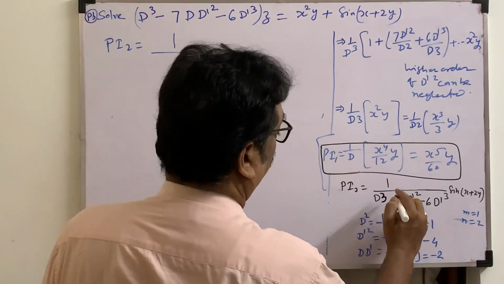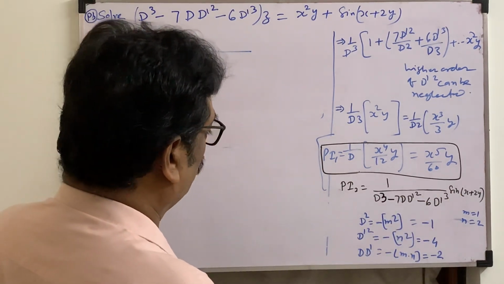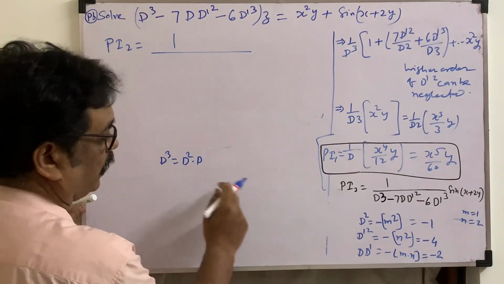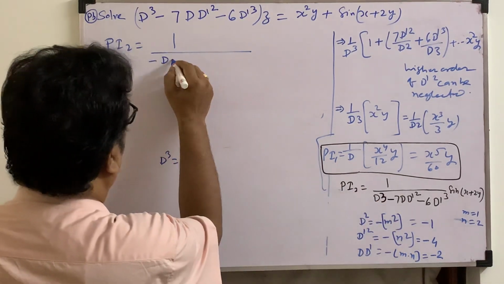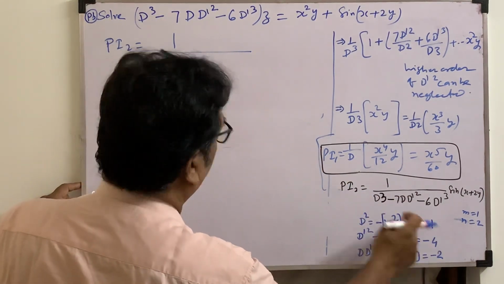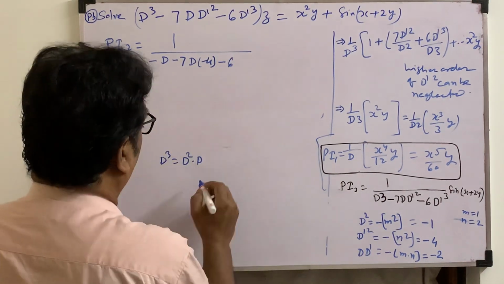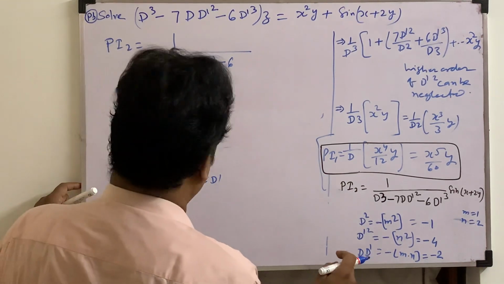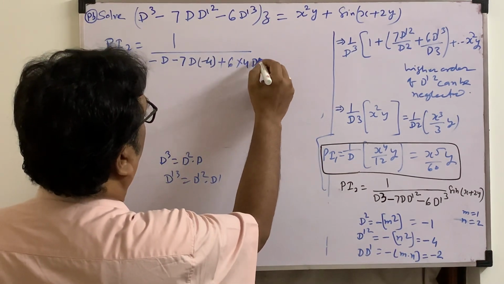D cube minus 7 D dash minus 6 D dash cube. Okay, so D cube is there. D cube we can write as D square into D. So what is D square? Minus 1, so write minus D. Minus 7, D will come, D just as it is, right. D dash square is minus 4, so minus 4 at least one time you write. Minus 6, again D dash cube you can write as D dash square into D dash. So D dash square is minus 4 into, so this makes it 4 D dash.